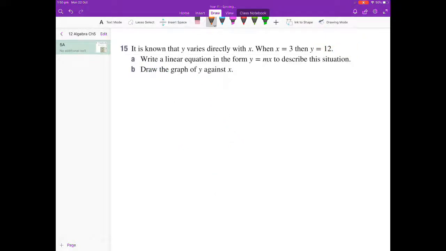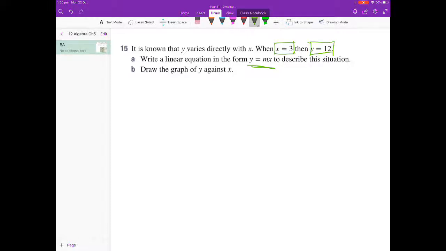There we go. Level 3 question, we've got question 15. It's known that y varies directly with x. When x is 3, then y is 12. We still have our normal equation, y equals mx. So let's put that one down. We need to put our numbers in where those letters are.